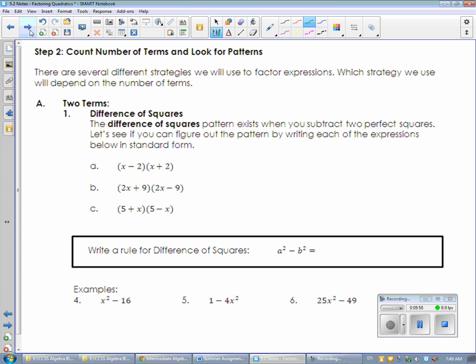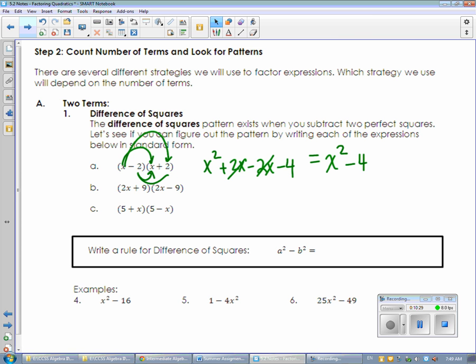So hopefully you can see that in each of these expressions, the quantities are almost identical except for the sign. One's plus, one's minus. And let me show you what happens when we FOIL out and write these expressions in standard form. So when I multiply the first terms, I get x squared. X times 2 is going to give me a positive 2x. If I distribute the negative 2, that's going to leave me with a negative 2x and a negative 4. And notice that these middle terms are going to cancel, so I'm just going to be left with x squared minus 4.